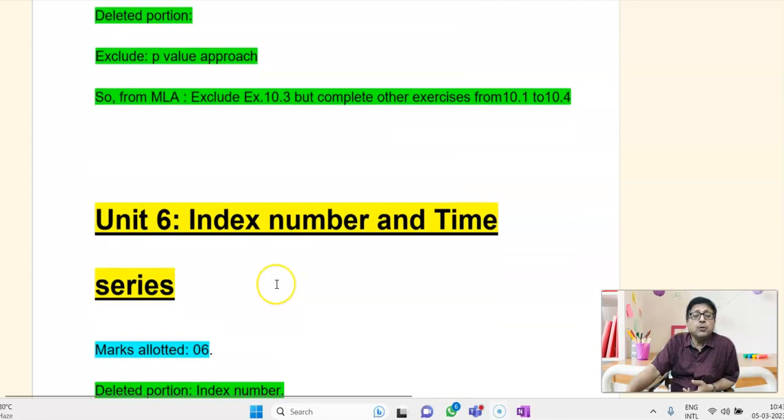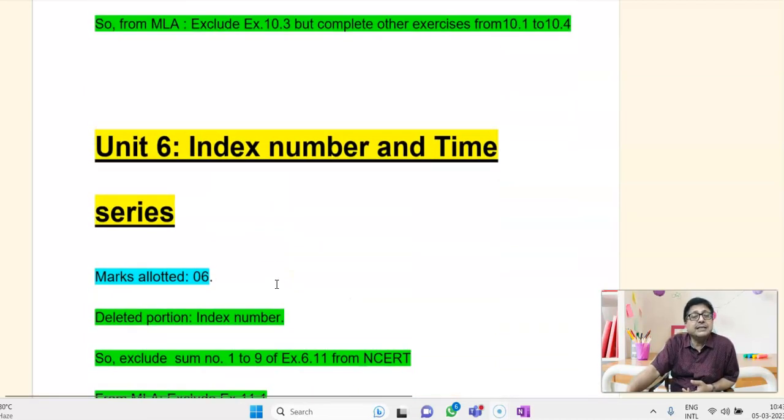Okay, now go for unit 6. In unit 6, index number and time series is there, but not index number only.